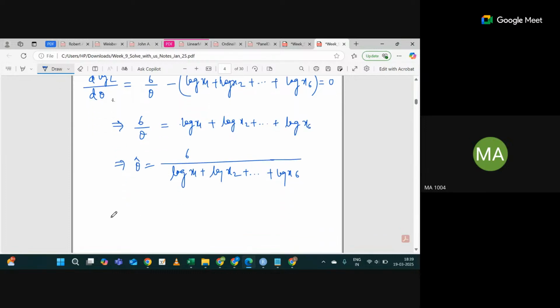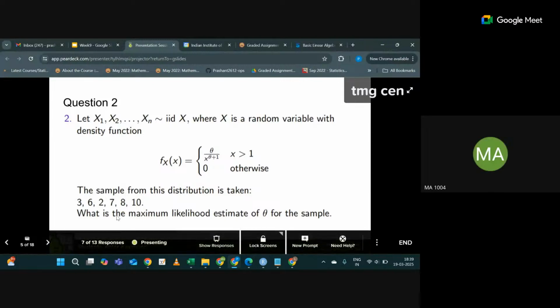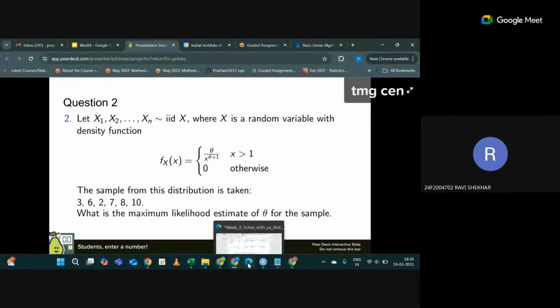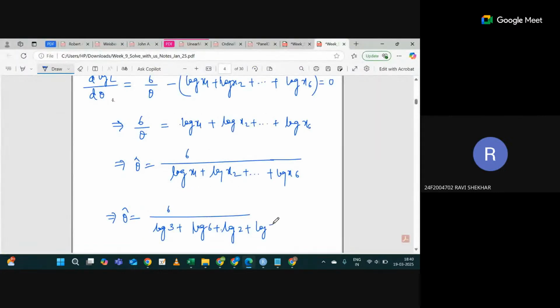Now from here, theta hat will be, what is the x1? You have to find the log of 3 plus log of 6, 2, something like this. Sir, can't we write the denominator as log of product of all the values? It will be direct, sir. Yeah, you can write. That's not a problem.